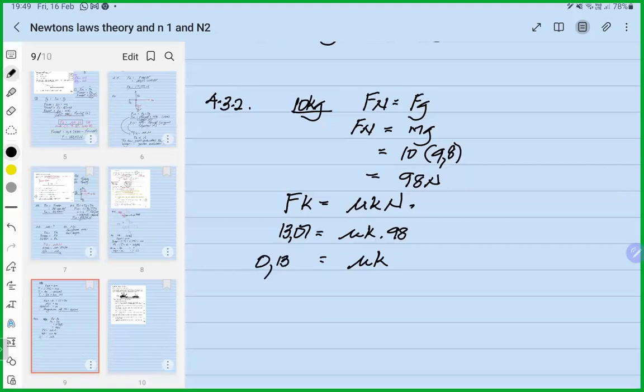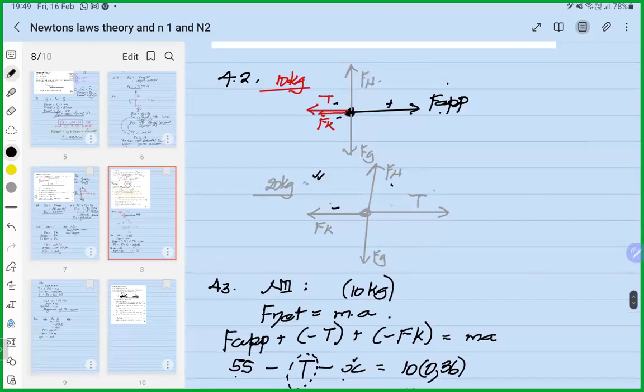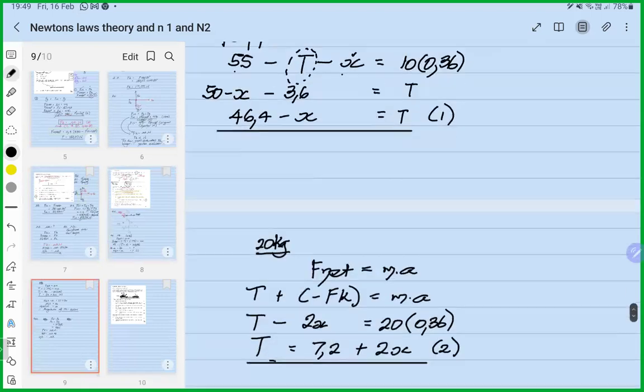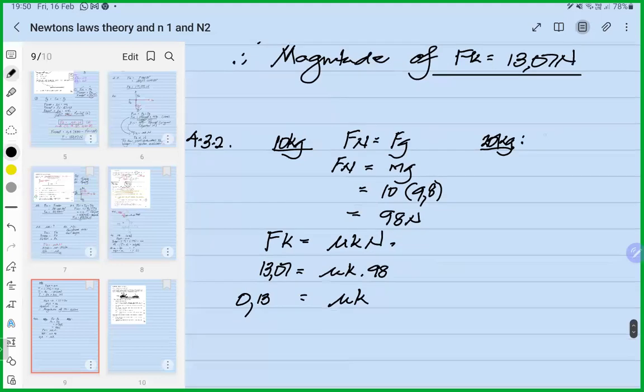Let's assume we didn't realize that they were the same, and we went ahead and calculated it for the 20 kilogram as well. For the 20 kilogram, if you go back to the free body diagram, Fn is still equal to Fg. So your normal force is going to be 20 times 9.8, which is 196 newtons.